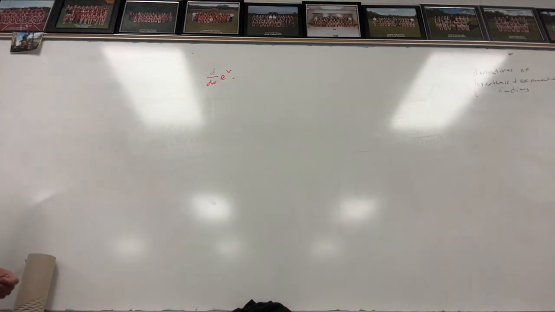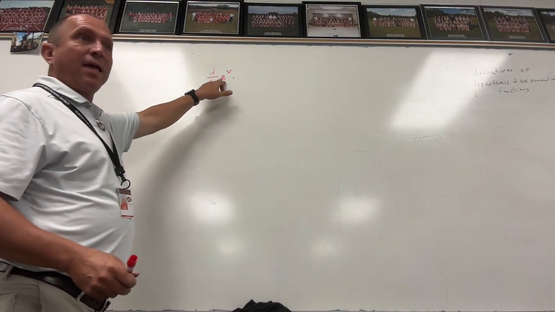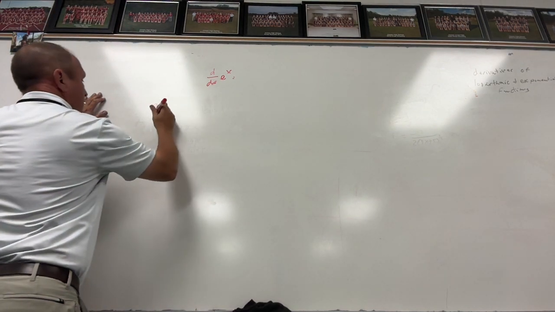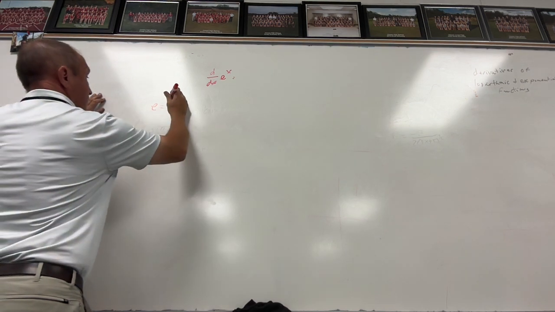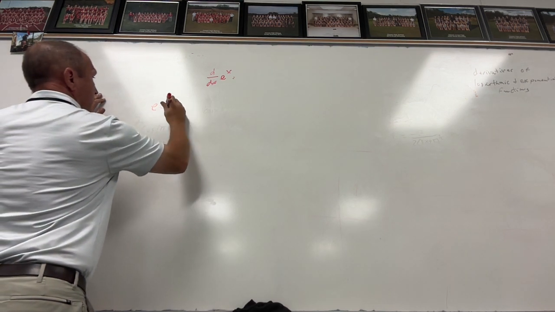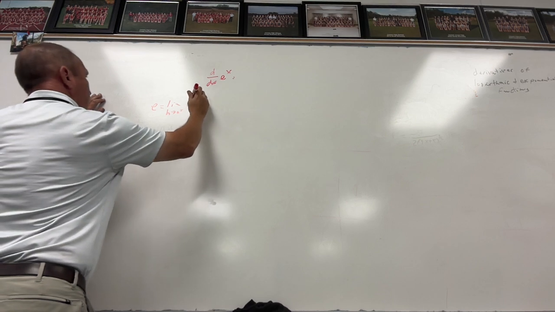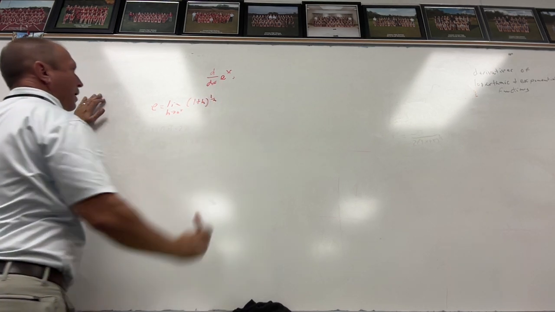Of e to the x, we want to set up e as a definition. And because it's a definition, you don't have to prove it. E is the limit as h approaches 0 from the right of 1 plus h to the 1 over h power.